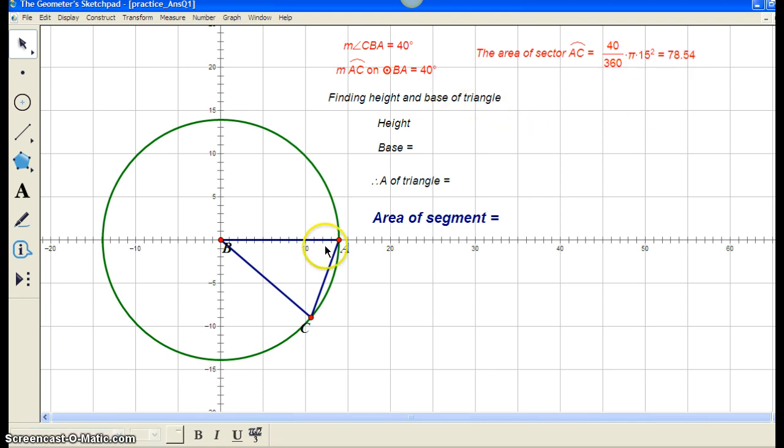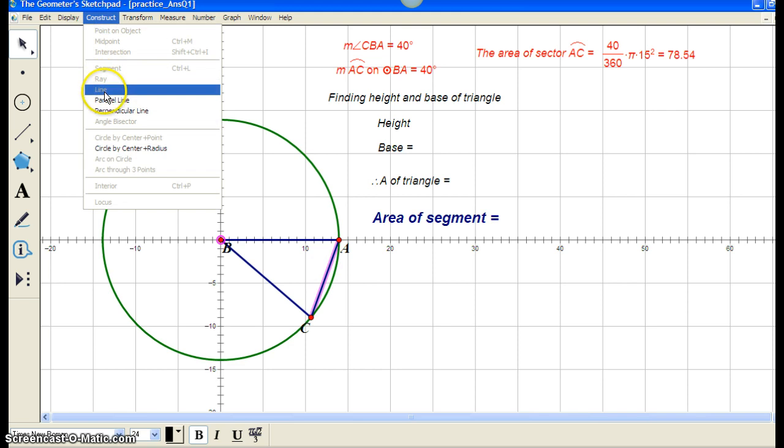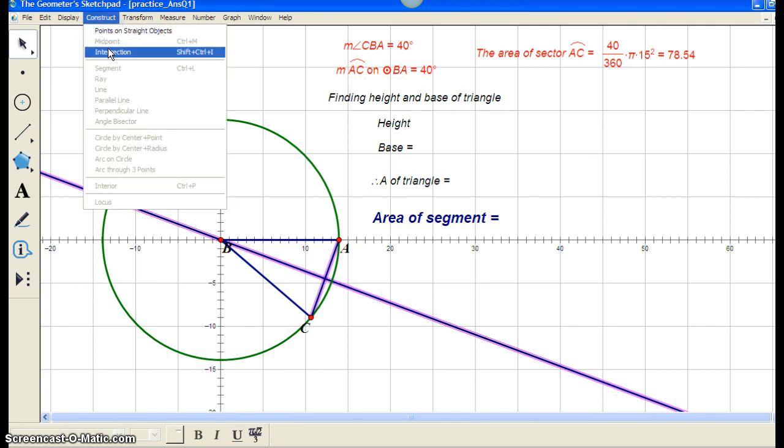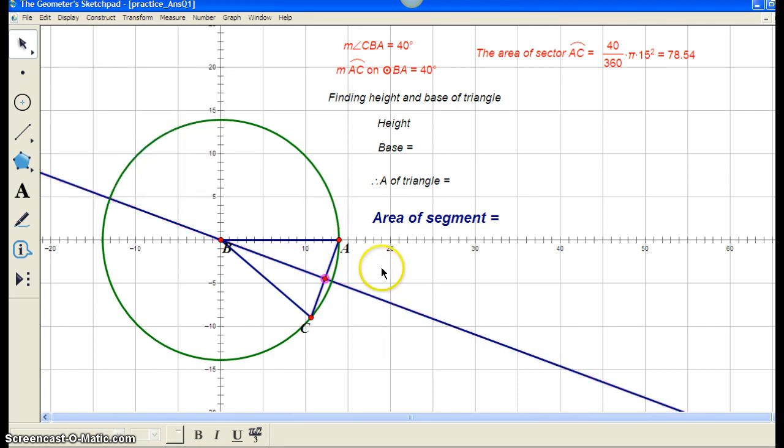Now we need to find the area of this triangle so we can subtract it from the area of the sector. So the first thing we need to do is find the height. So we need to draw in the height. So let's draw in the perpendicular line to the base. So there that is. And let's even show the intersection point so I can clearly see where my height is. So my height is from this point here to here.